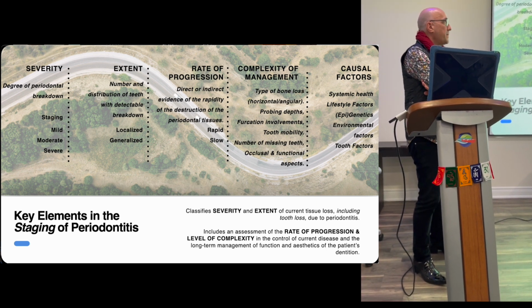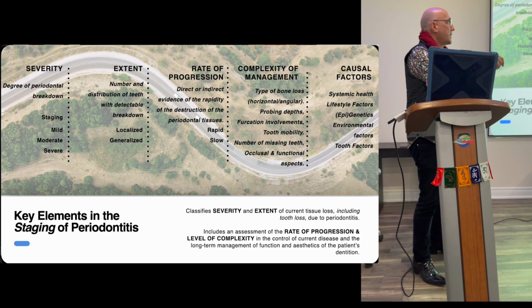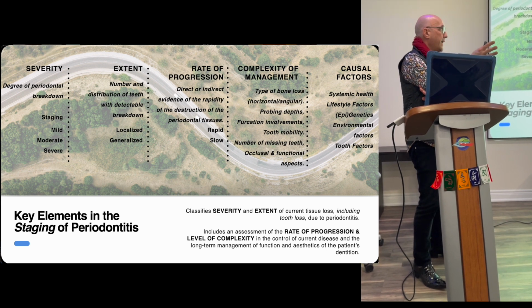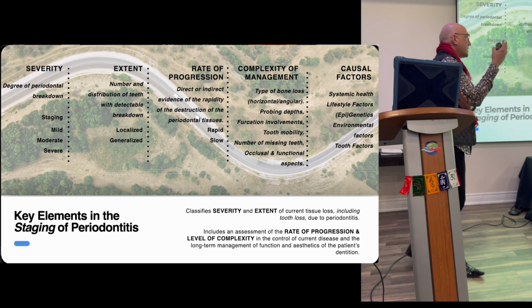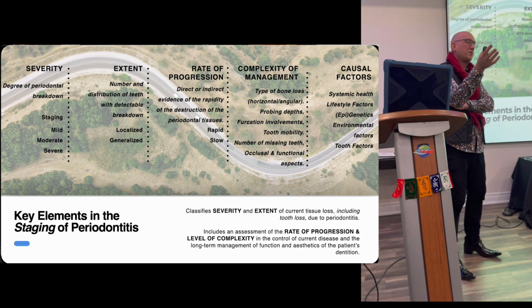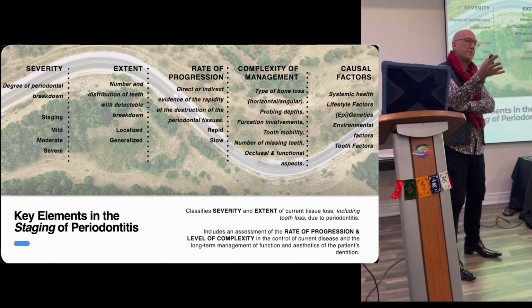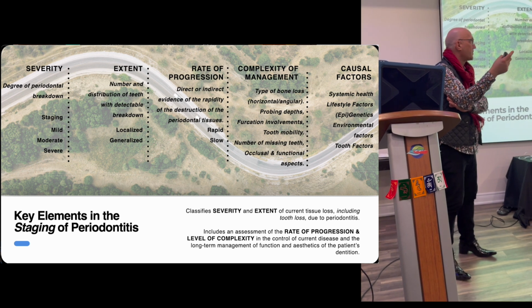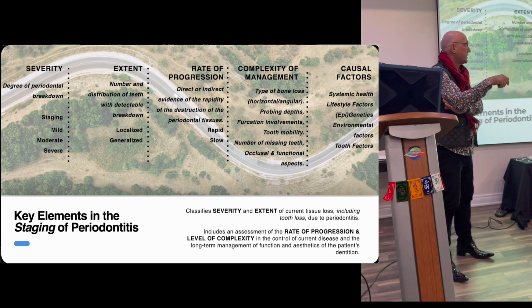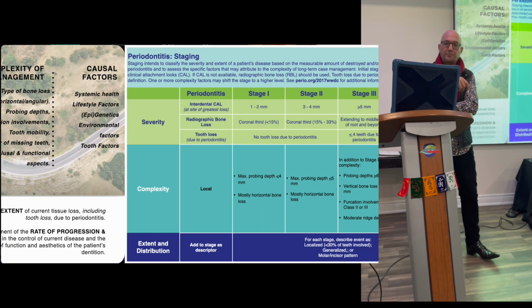The complexity of management is the type of loss. So is it horizontal, angular? Is there a furcation? Is the tooth mobile? How many teeth are actually missing? It's different if you're missing 1 tooth or if you're missing 10 teeth due to periodontal disease. Right? That tells you a different story. And causal factors. Again, we're back to the SLEET acronym.